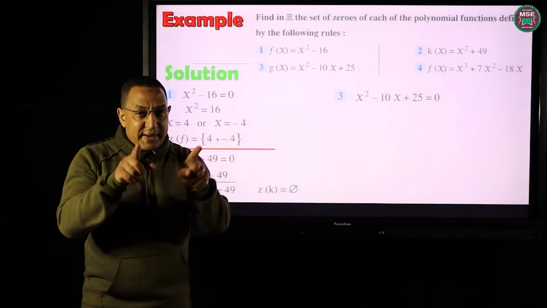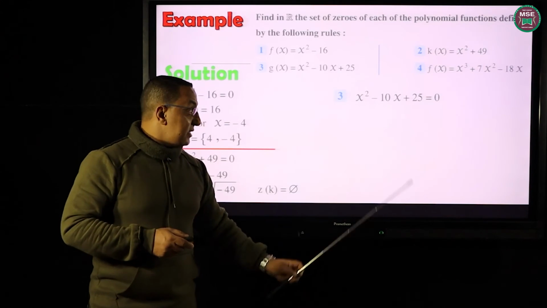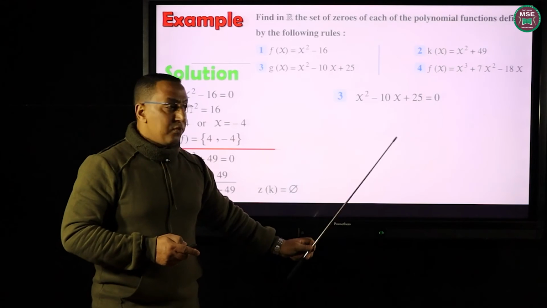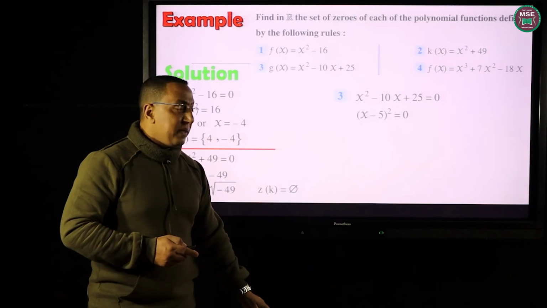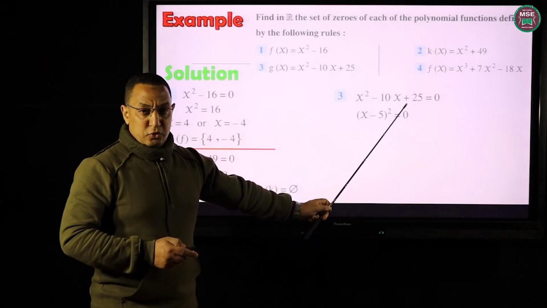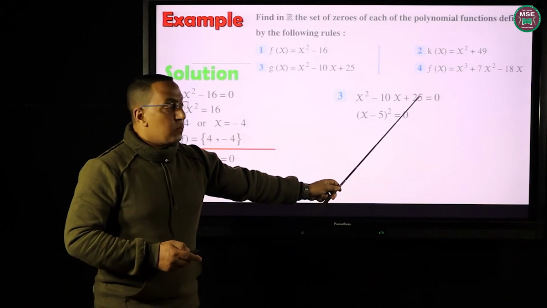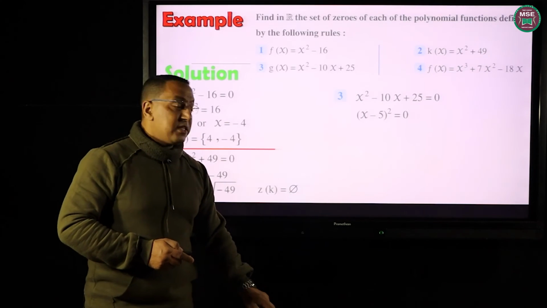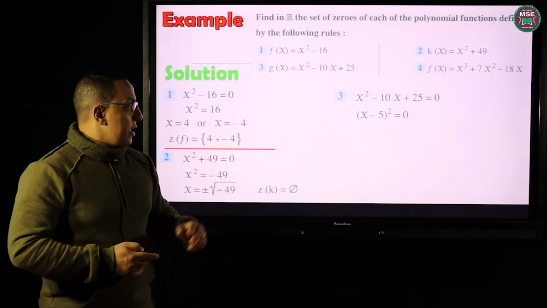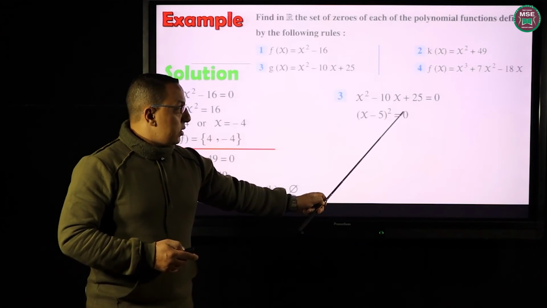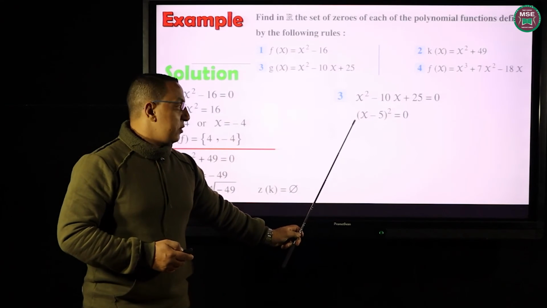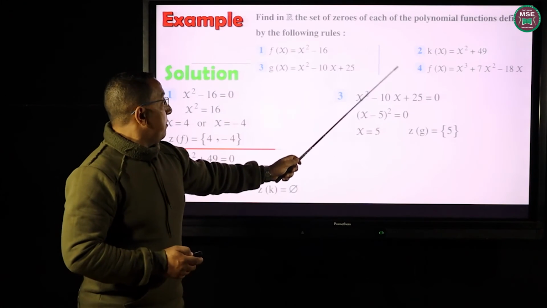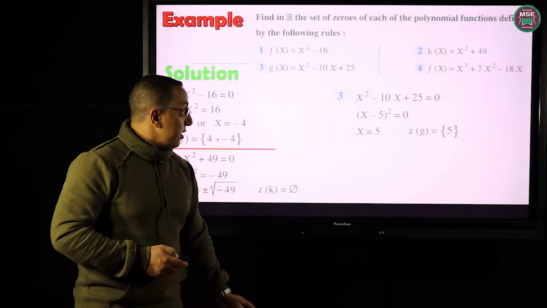So I'm going to open a bracket, all power of 2, and inside the bracket I'm going to write the root of x power of 2 and the root of 25, which are x and 5, and drop the middle sign down. So x minus 5, all power of 2, equals 0. I'm going to take the square root of 0. So x minus 5 equals 0, so x equals 5. So z of g here equals 5.